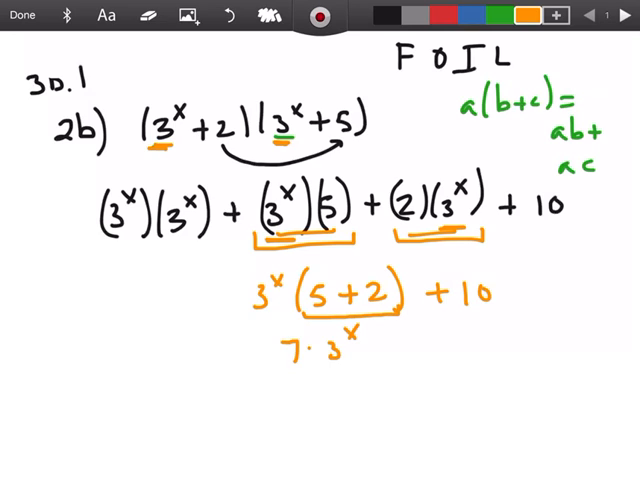5 plus 2 is 7. And then I just rearranged it. There's the plus 10. Now, let's look at these guys. 3 to the x times 3 to the x.